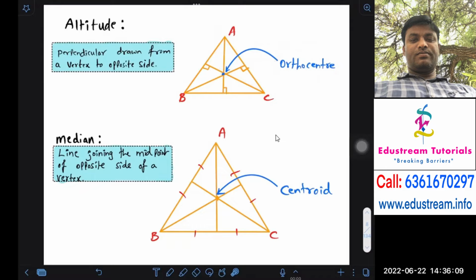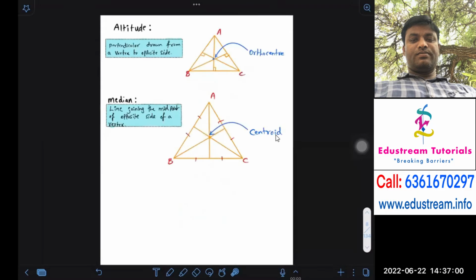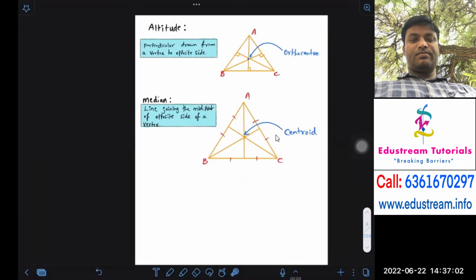Next, median. What is median? Now see here, this is a vertex. From this, you're going to draw a line opposite to that vertex to the midpoint of a line, so that this line will be divided into two equal halves. That is called a median. Now the point where all these medians meet is called the centroid. Centroid means center of a triangle. Okay, so this would be enough.